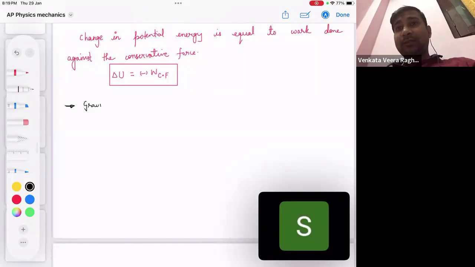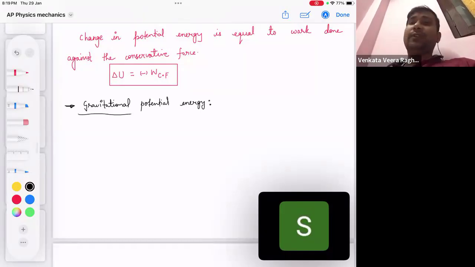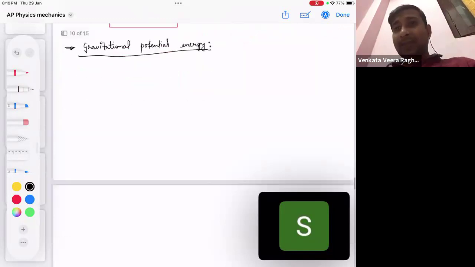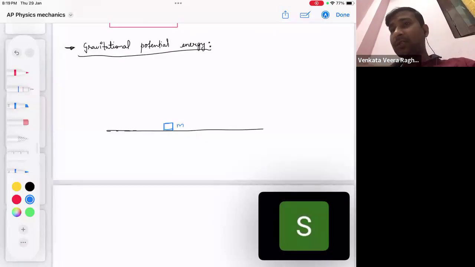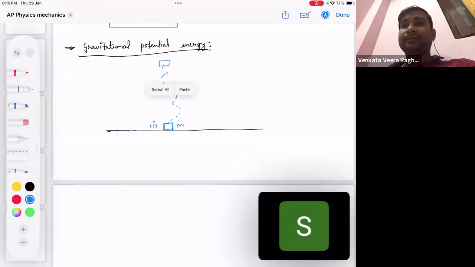The first one is the gravitational potential energy. When the gravitational potential energy is going to increase and when it is going to decrease, let's try to find out. Let's say an object is kept on the ground. Mass of the object is m. This is the initial position of the object. Now this object is taken something like this, somewhere here the object has reached. Let's call this the final position of the object.